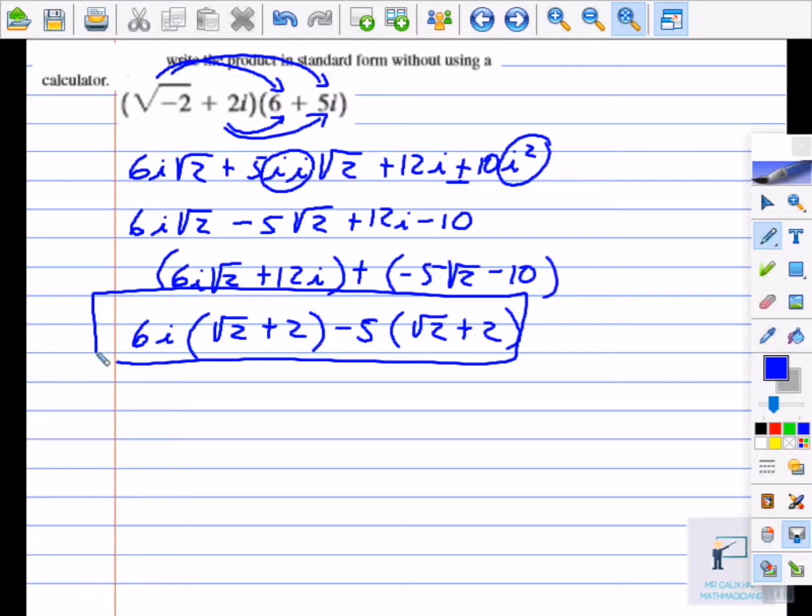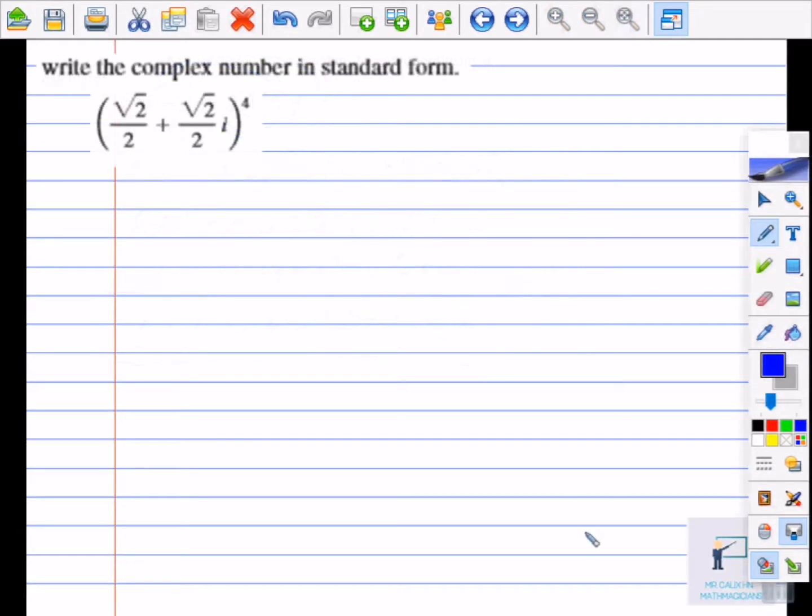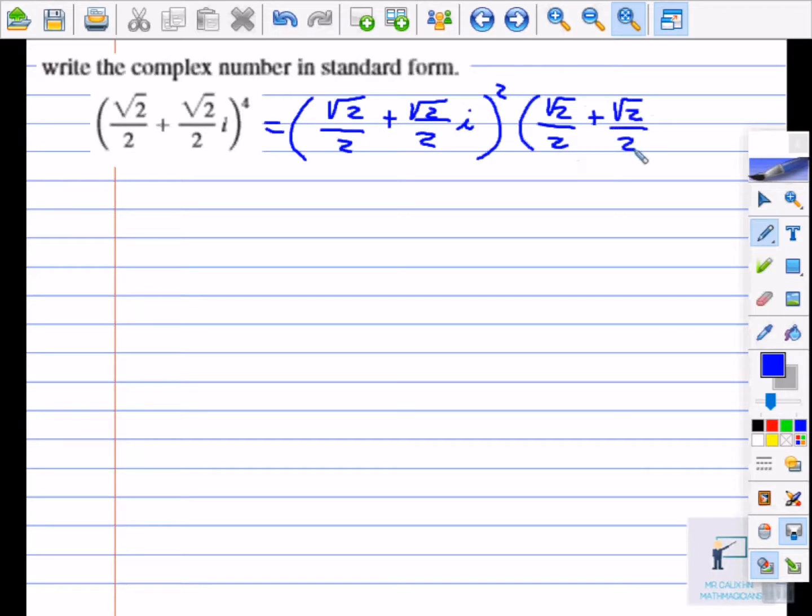Let's continue with the next exercise. It says, write the complex number in standard form. As you can see, now you have a fourth power. But you can separate it, and it can look like this: the parentheses of the square root of 2 over 2 plus the square root of 2 over 2 i, squared, times the same thing, square root of 2 over 2 plus the square root of 2 over 2 i, also squared. It's the same thing as saying to the fourth power.